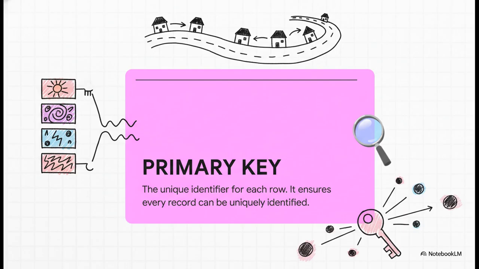Think about it this way. Every single record, every row in our table needs a unique identifier. This is its street address. It's what ensures we can find any specific piece of data with zero confusion, and it guarantees that no two records can ever be exact duplicates.